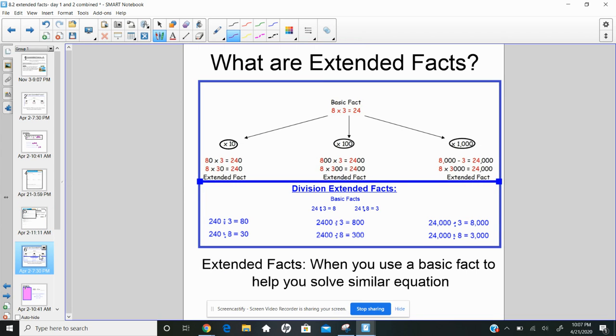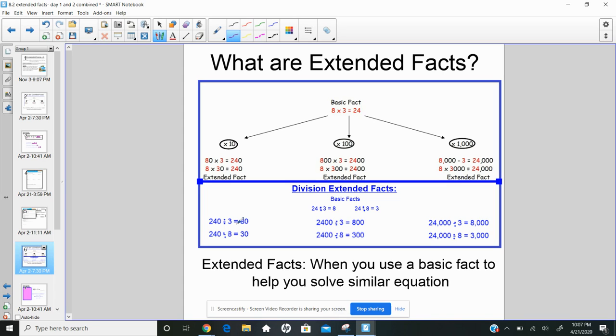So now I'm going to show you what if this was extended to division problems. It's the same idea. Find the basic fact, like 24 divided by 3 equals 8, or 24 divided by 8 equals 3. But you're having to divide. So just like here, we were multiplying, you have to think down here, well, 24 divided by 3, take out the 0, 24 divided by 3, well, that equals 8.